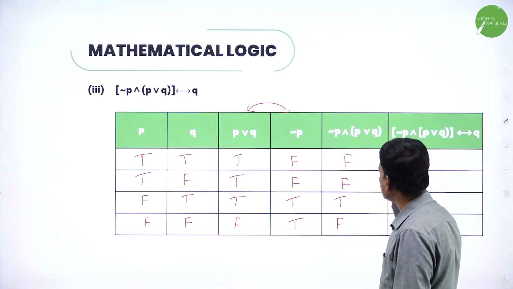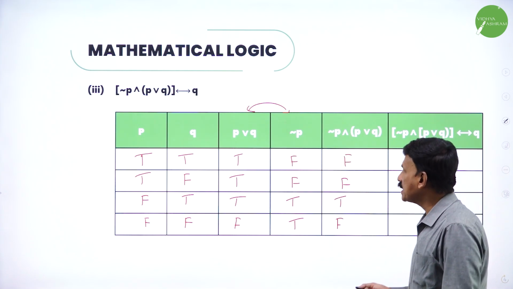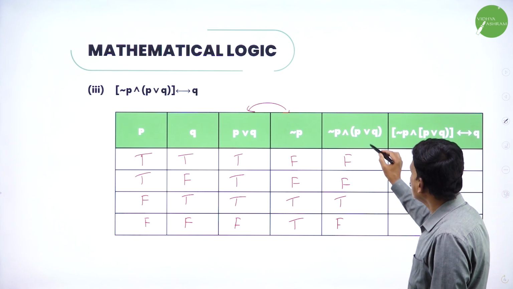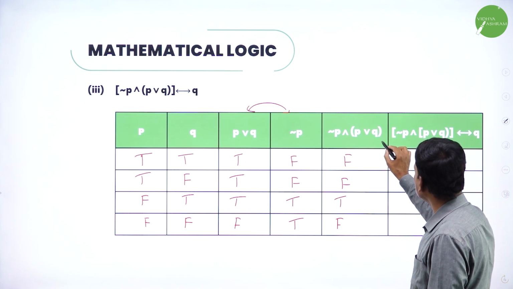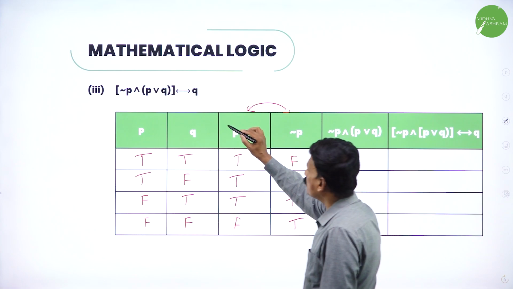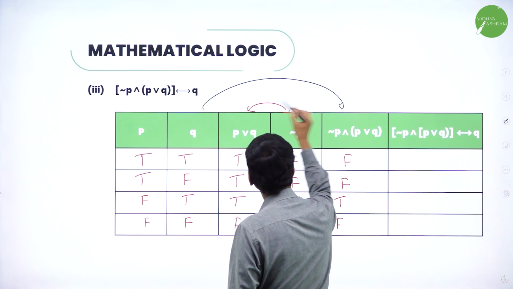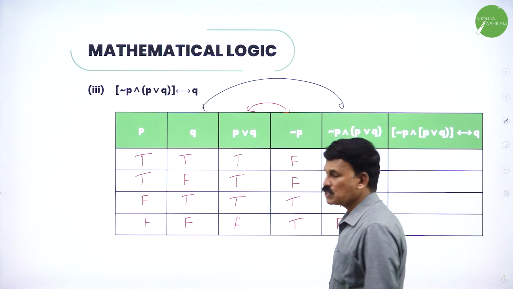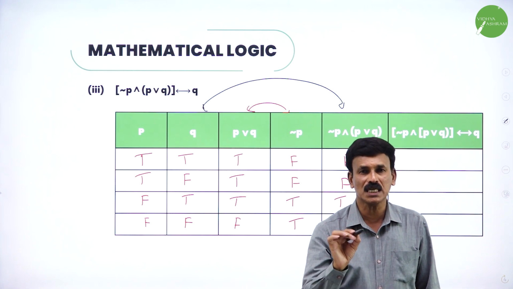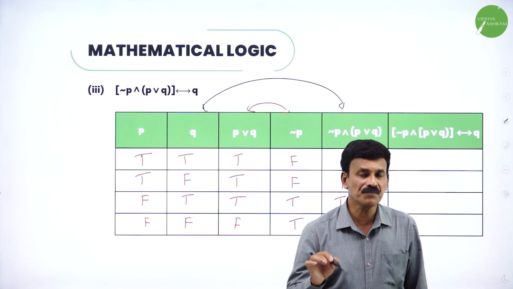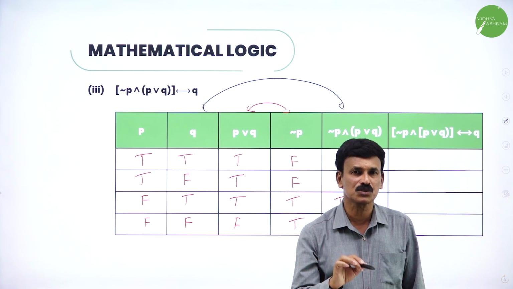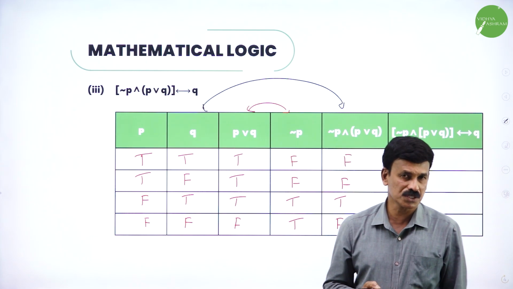Now write down the biconditional. Biconditional for negation P conjunction P disjunction Q and Q. The biconditional for these two, this and this. As you know, biconditional means T and T is T, F and F is also T. In all other cases, true and false is false, false and true is also false.